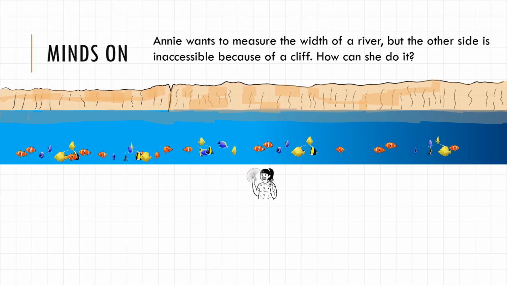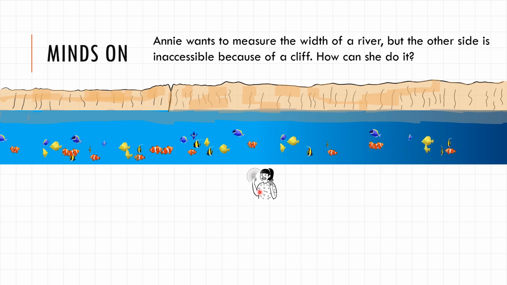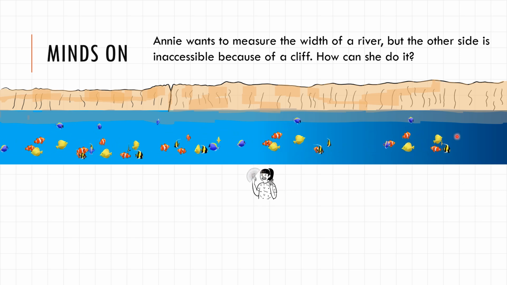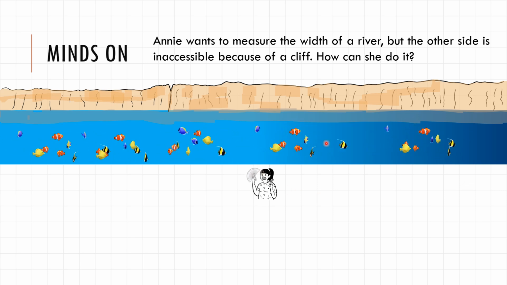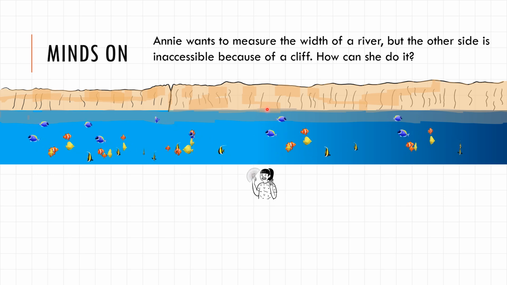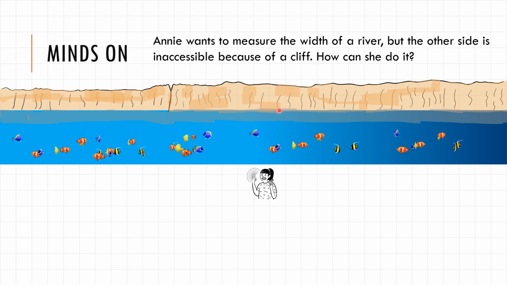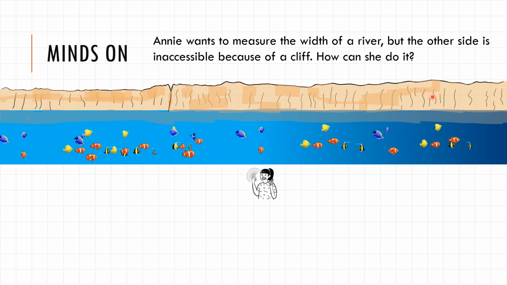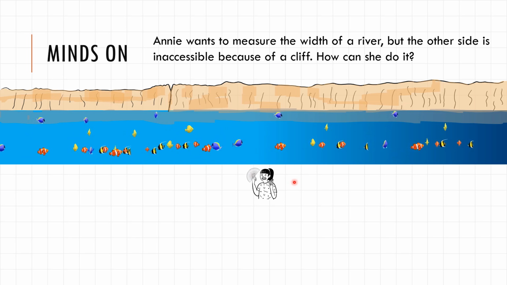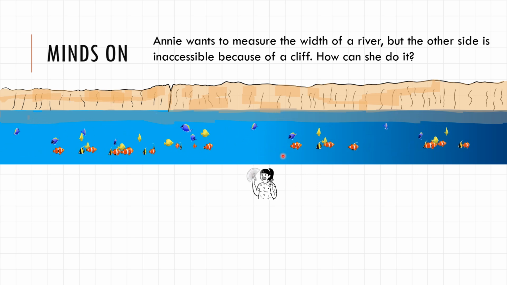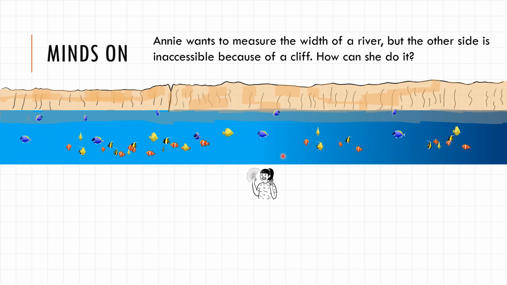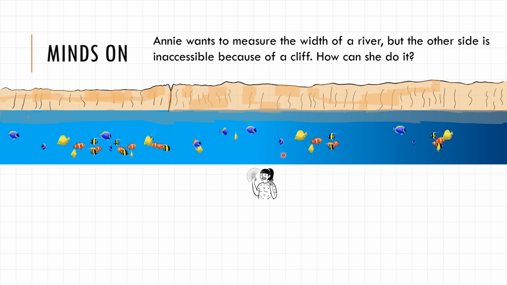So start thinking about this in the right way. My friend Annie wants to measure the width of a river, but a river is very hard to measure, especially when you cannot get to the other side to stand on it because there's a giant cliff in your way. How could she still measure the width of this river? Pause the video here and think about that for a minute.